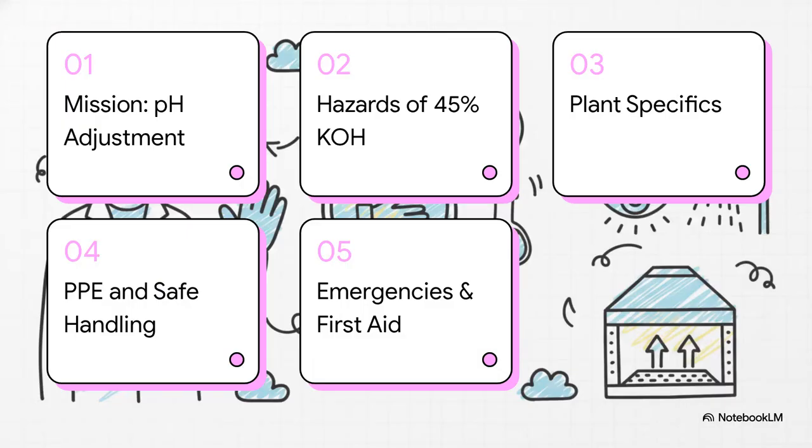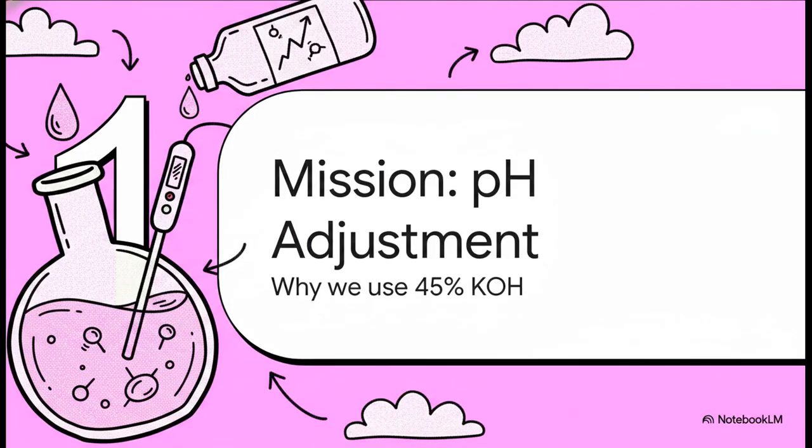So today's agenda is pretty straightforward. We'll cover the mission, which is pH adjustment, then the hazards of 45% KOH, followed by our plant specifics, PPE and safe handling, and wrap up with emergencies and first aid. Starting off with Section 1, the mission.